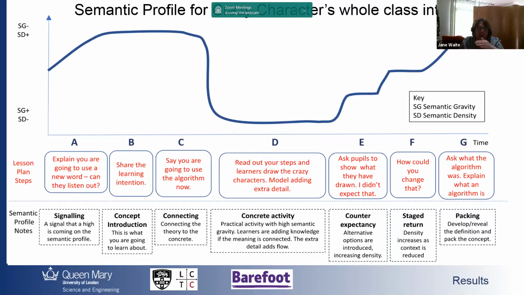And then we get this stage return of, I start to ask how they could change it, or the teacher is instructed to ask how the children could change it.